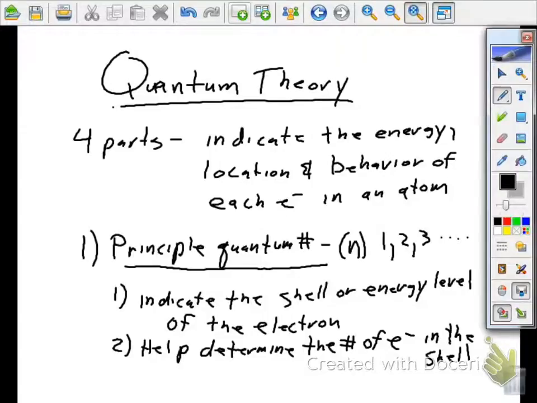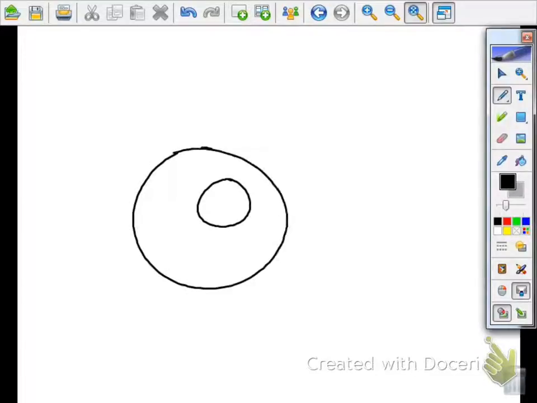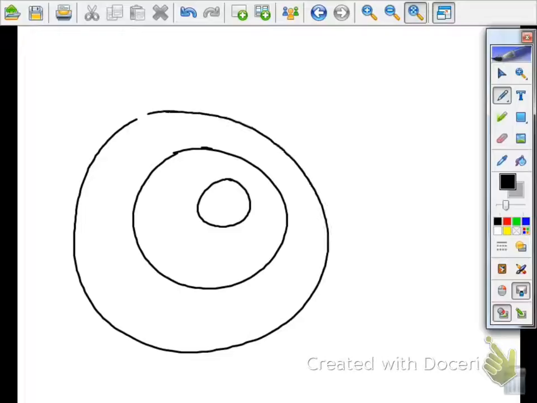Now, how does it determine the number of electrons in a shell? First of all, it's kind of like Bohr's model. We're going to use Bohr's model to identify these energy levels, and Bohr's model allows us to see them. So we'll call this shell or energy level 1. The book will say energy level 1, shell number 1. So I'm going to use shell.